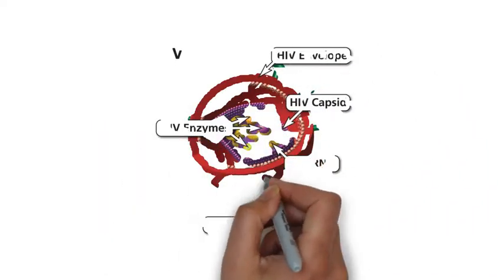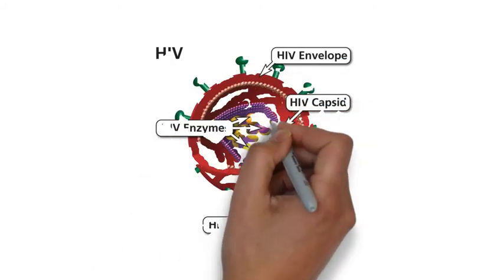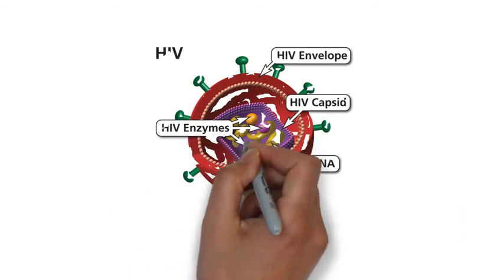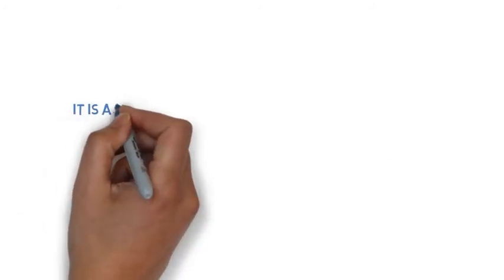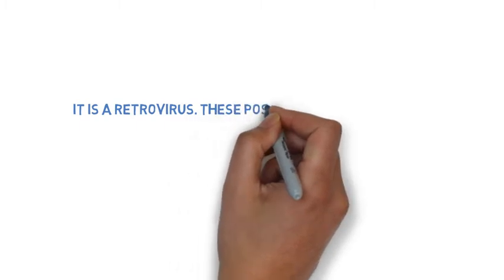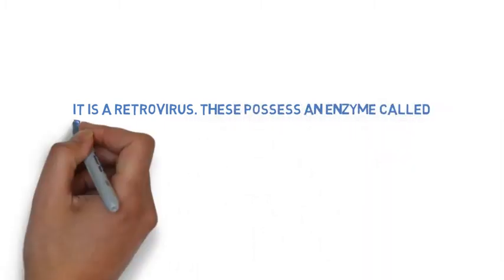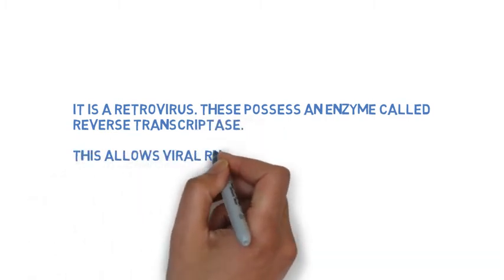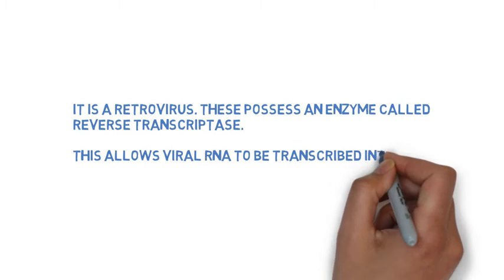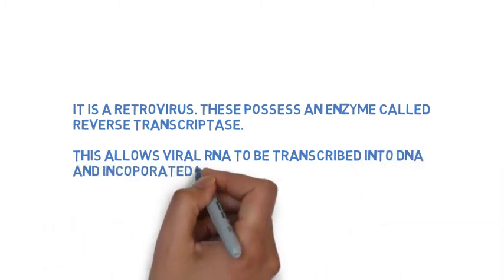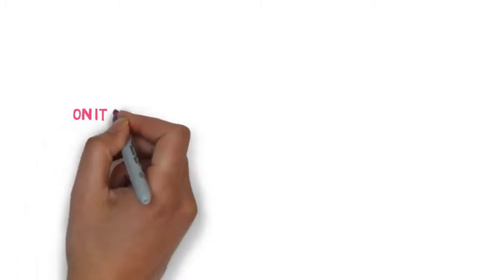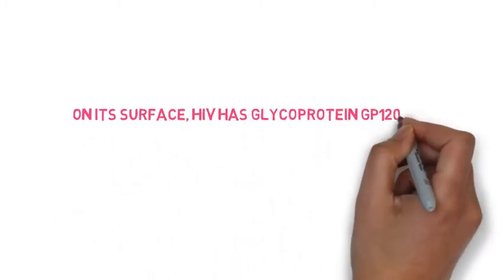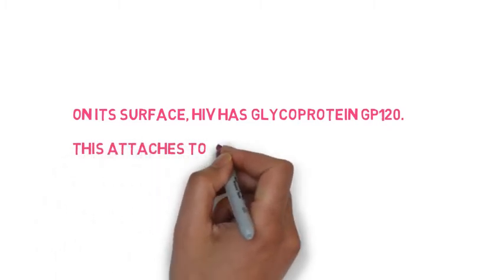What does HIV look like? Well, it is a round virus with two strands of single-stranded RNA. It is a retrovirus, and these by definition possess an enzyme called reverse transcriptase, which allows viral RNA to be transcribed into DNA and incorporated into the host cells. On its surface, HIV has a glycoprotein known as glycoprotein 120.